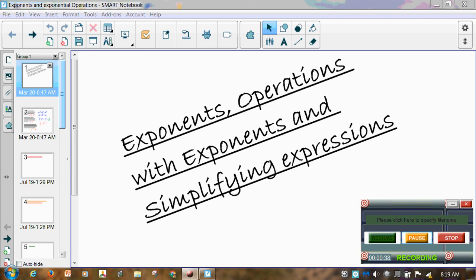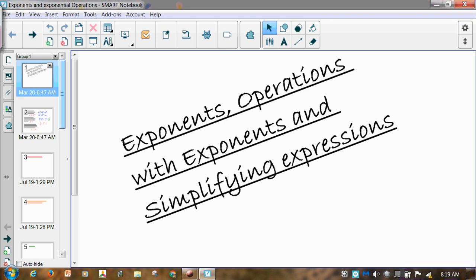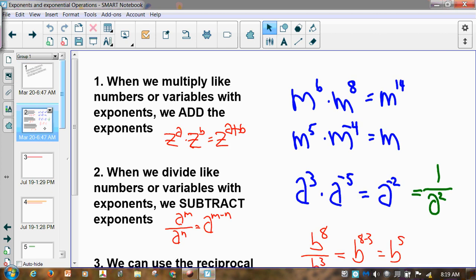We'll get deeper into this in the Algebra 2 course, but I wanted to review with you some of the basics, and as we go through the examples, we'll see how they relate to the properties that we're going to use. Okay, so first thing is, let's go to this page.